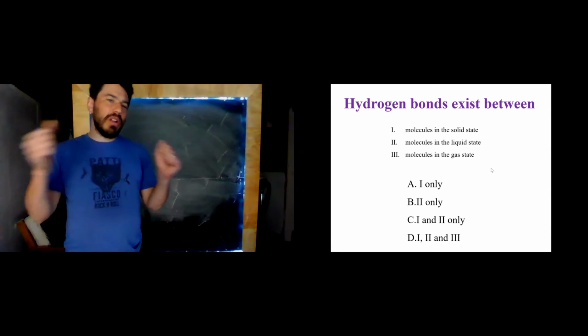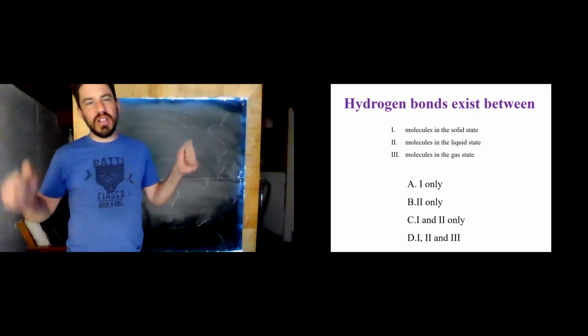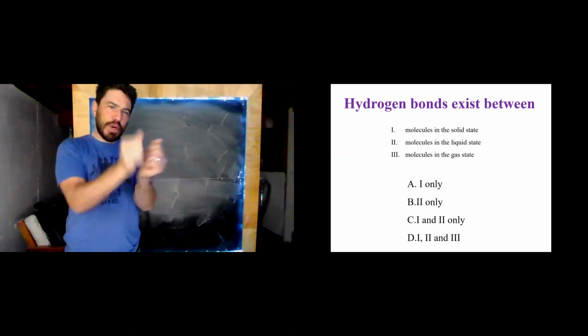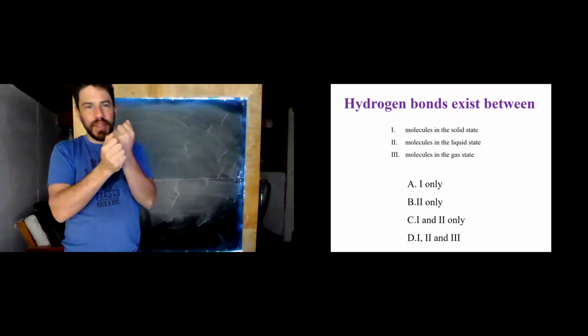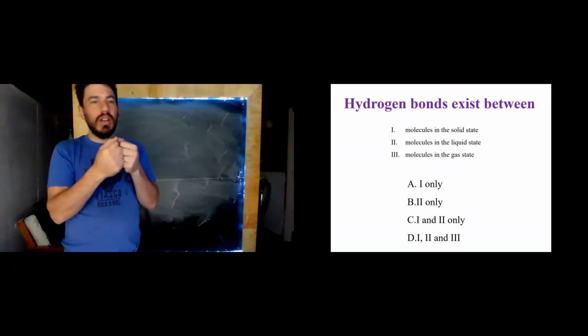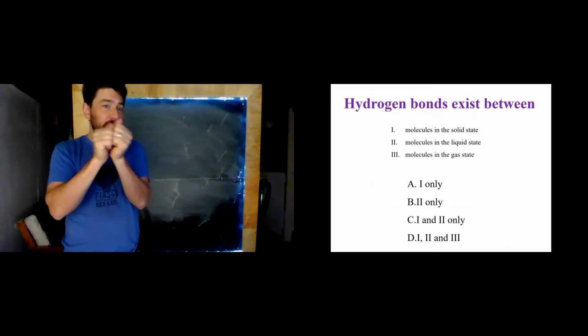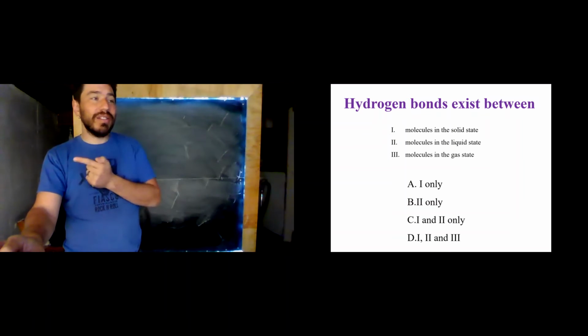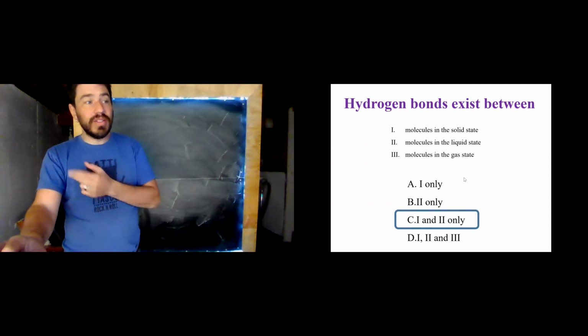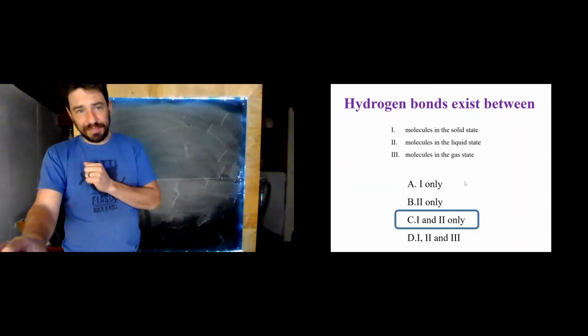remember that in a gas, the molecules aren't actually touching each other, right? They're just bouncing off of each other. Whereas in a liquid, they are next door neighbors, but they can kind of move around, right? And in a solid, they're next door neighbors, but they're not going anywhere. So we can get hydrogen bonds in either liquids or solids, but not in the gas state.